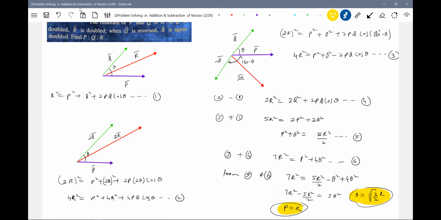Now you see what can be the ratio? P is to Q is to R. Root 2 is to root 3 is to root 2. Like this, we can arrange them.